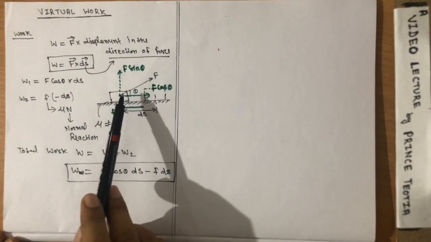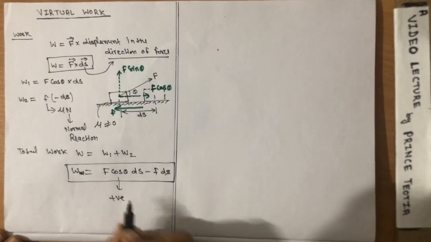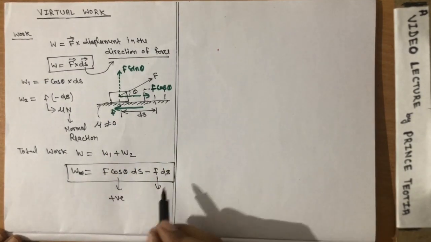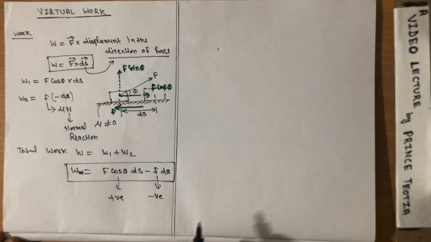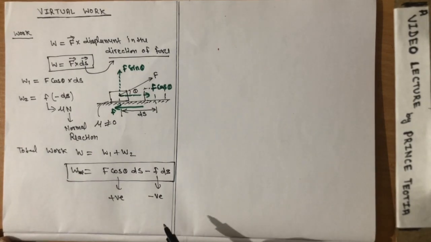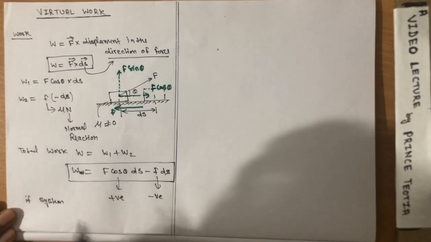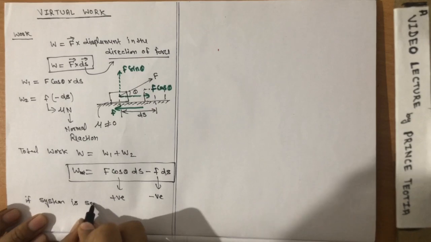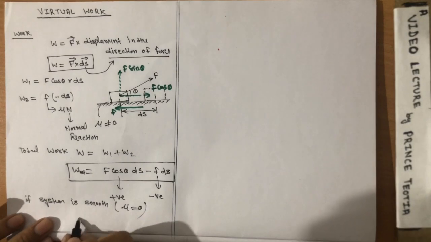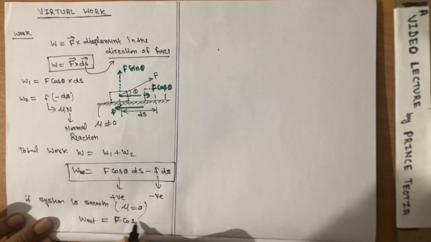Work will be positive if the direction of the force and displacement are in the same direction. This is the positive work. And if the force and displacement are in opposite direction, then the work will be negative. So the friction force is the only force which gives the negative work. If the system is smooth, means mu will be 0. So in that condition the net work will be F cos theta into ds.